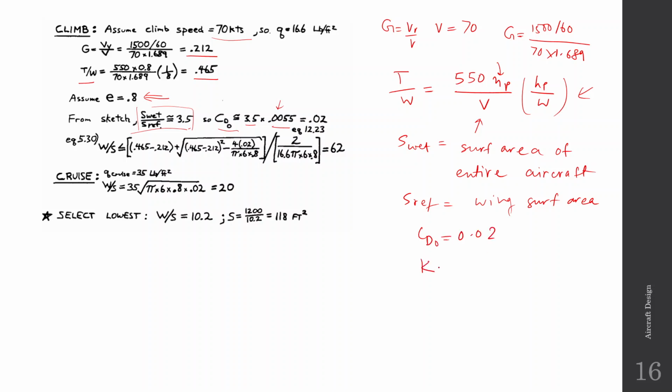You can also calculate the K. The K will be 1 by pi aspect ratio E. You know that the aspect ratio is 6 and E is 0.8. So from here you can also calculate K.